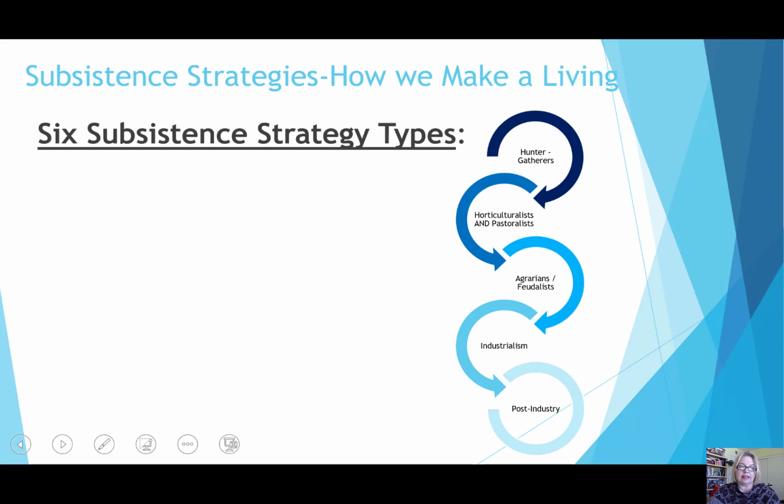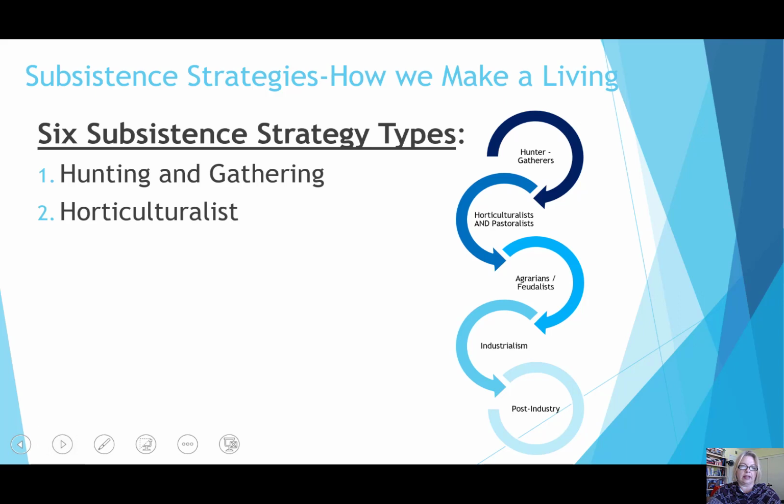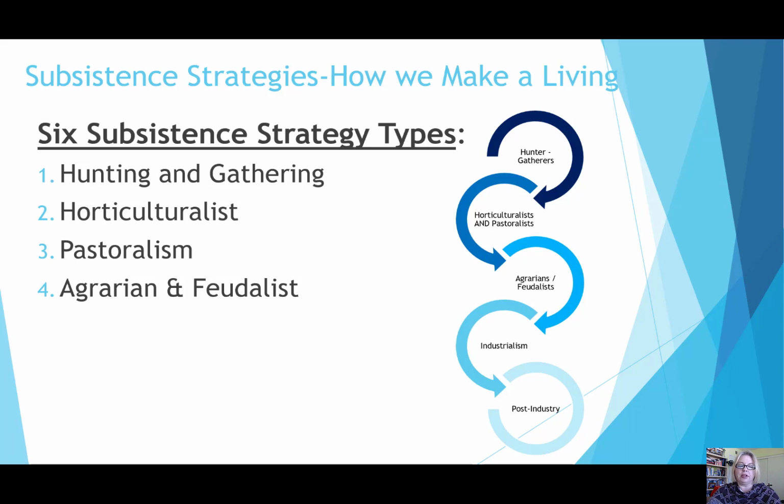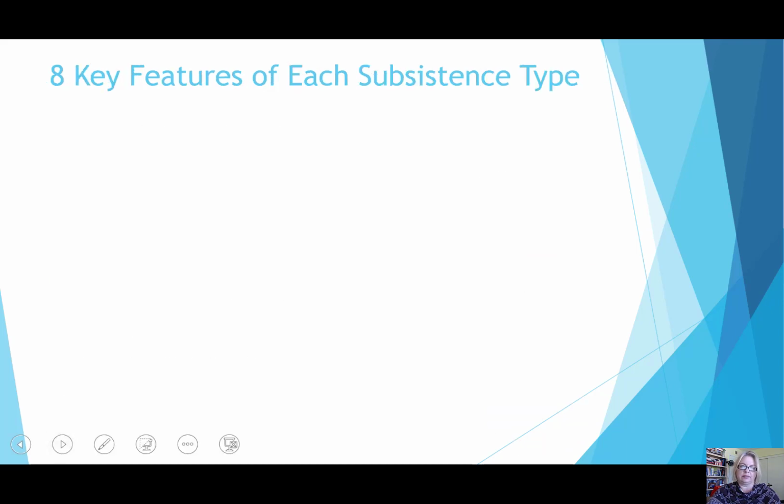So there are really 6 subsistence strategy types: hunting and gathering, horticulturalist, pastoralism, and 2 and 3 existed at the same time and emerged out of hunting and gathering. Agrarian or agricultural and feudalist, also really a part of the same subsistence type. Industrialists, and then post-industrialists.